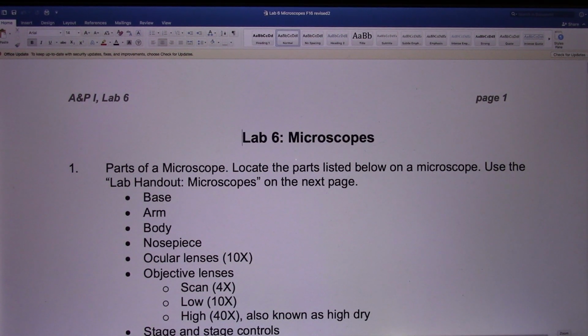We're in Lab 6, Microscope Lab. So in this lab, you need to be familiar with the microscope, its basic structure, how to operate it, and each part of the name. So the microscope has all these names.